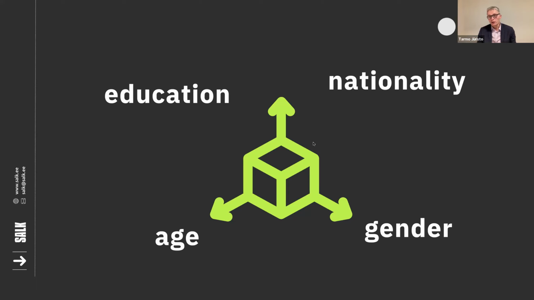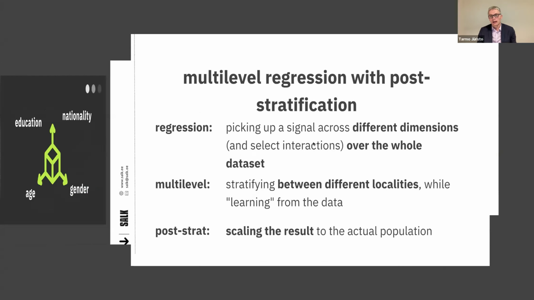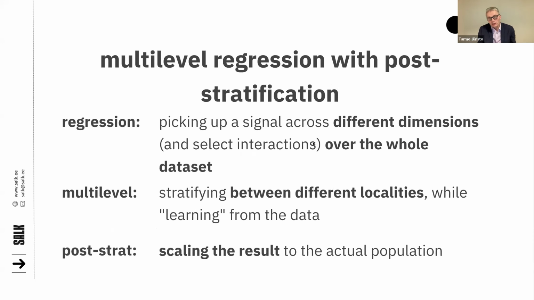Because we do have for every data point, like I said before, among those 40 different dimensions, age, education, gender, and nationality, we can plug those in and build what's called the MRP, or multi-level regression with post-stratification. This is the model we ended up building with the help of Alex, or actually Alex ended up building it with our help. And just to unpack it a little bit.